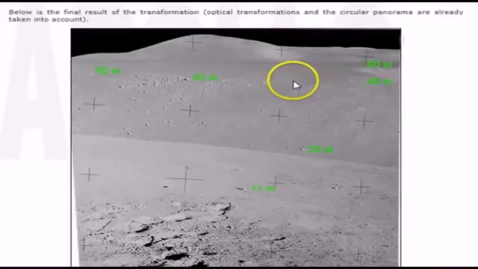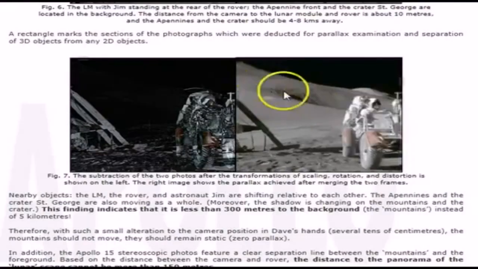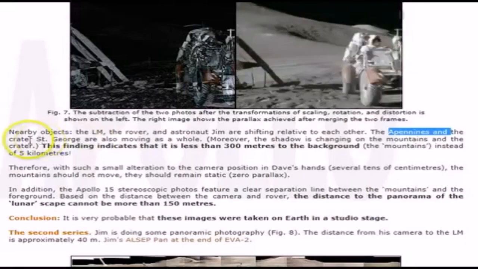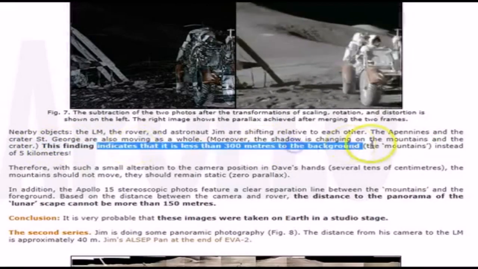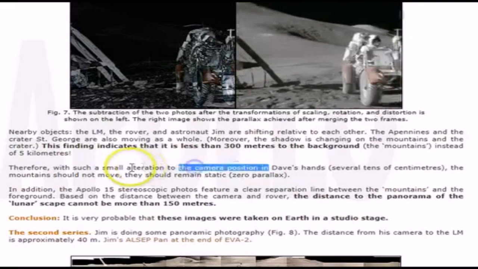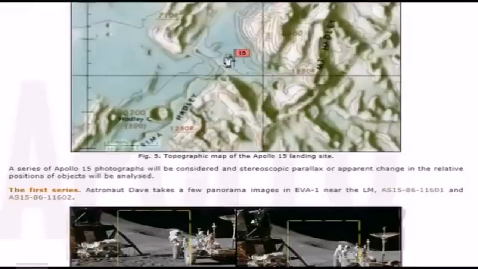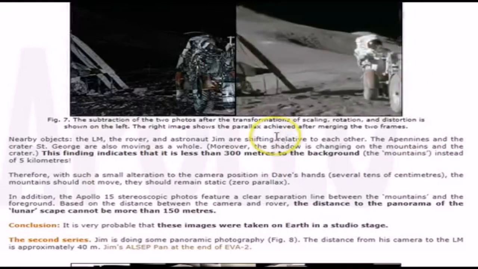So we have two pictures here that he's analyzing with parallax. You see how the background's moving? Nearby objects, the LM, the rover, the astronaut Jim, are shifting relative to each other. The Apennines and the crater St. George are also moving as a whole. Moreover, the shadow is changing on the mountains and the crater. This finding indicates that it is less than 300 meters to the background, the mountains, instead of 5 kilometers, which is what they're claiming. Therefore, with such a small alteration to the camera position in Dave's hand, several tenths of centimeters, the mountains should not move. They should remain static, 0 parallax, as we saw up here with the stacks. But instead it moves when you get down here. See how it's moving? It means it's only 300 meters away, which is less than about 1,000 feet.